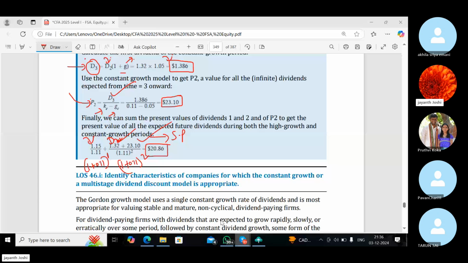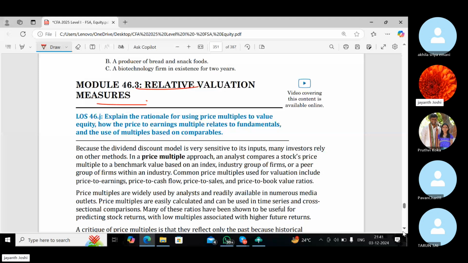Relative valuation measures: let us see the price multiple approach, how to value the stock. I will explain how to go about this. There are four price multiples we are going to consider to value the price of a stock: price to earnings ratio, price to sales ratio, price to book value ratio, and price to cash flow ratio. Price here means market price. Market price by EPS: if this ratio is, let's say, 10, you multiply EPS by this figure and you get the market price.